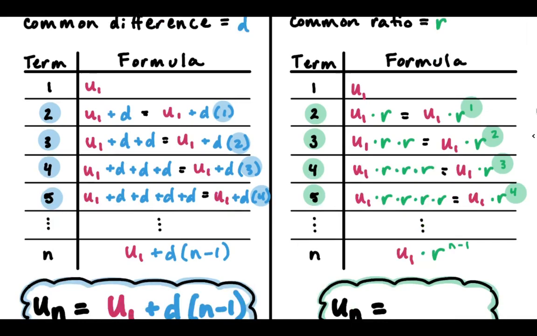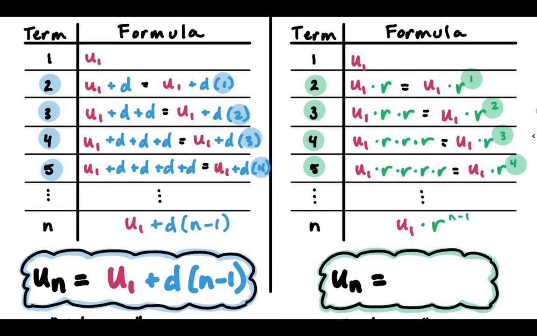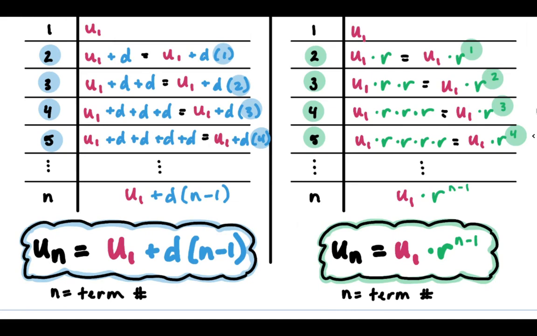Okay, so let's put that into our official formula. U sub n, the nth term in our sequence, is going to be our first term times the common ratio, n minus 1 times. And so then if we give you n, a term number, you can just plug it right in there and find the nth term.